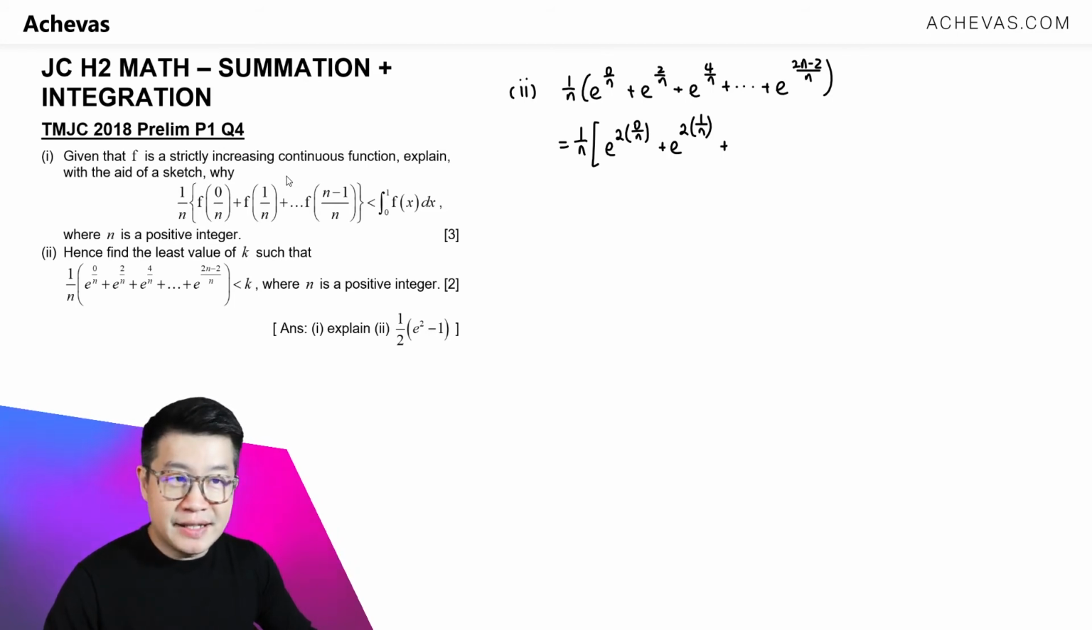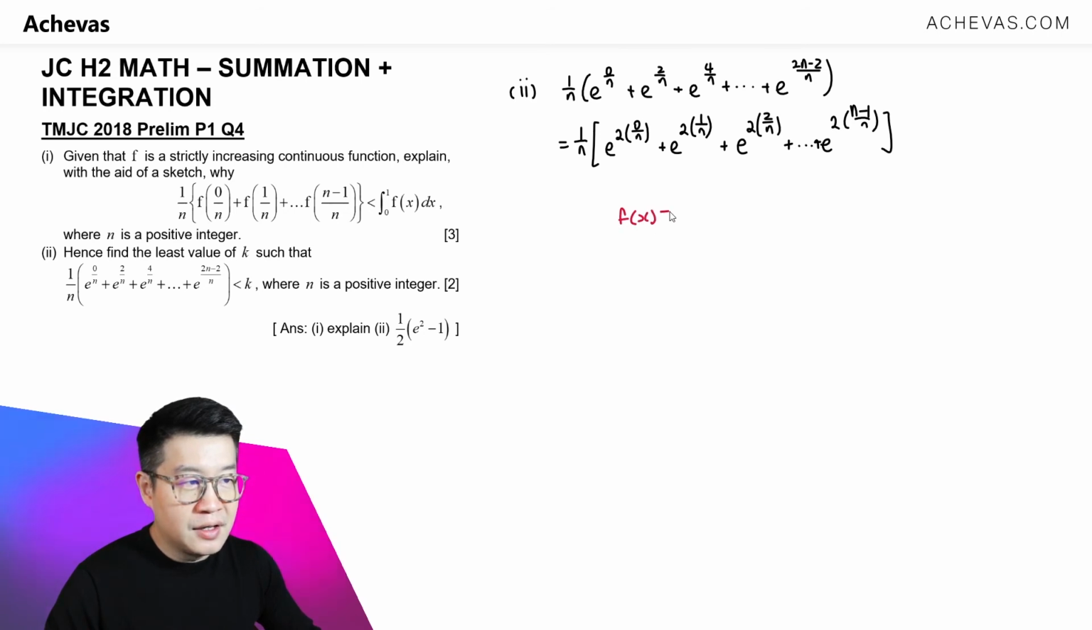Then we know that the next term here is f(2 over n). So if I were to rewrite this, I can also go for e to the power of 2 times 2 over n. And if I were to repeat this same pattern all the way until the very last term, it will be e to the power of 2 times (n minus 1) over n. And we are seeing this f((n minus 1) over n) here. So this gives us a hint of what f(x) is.